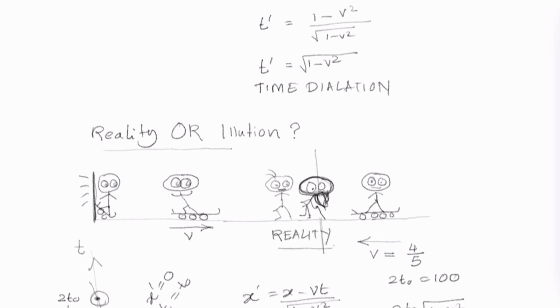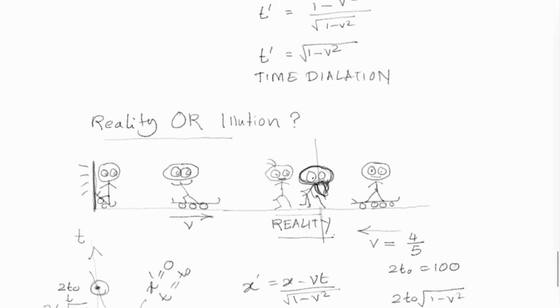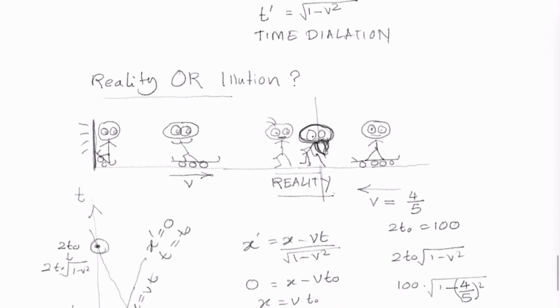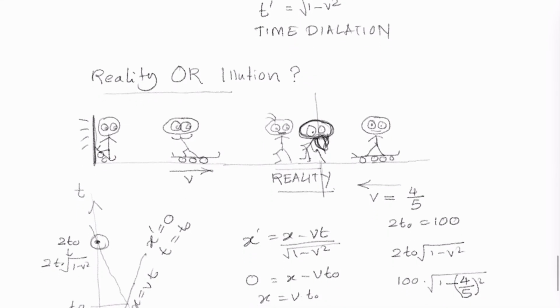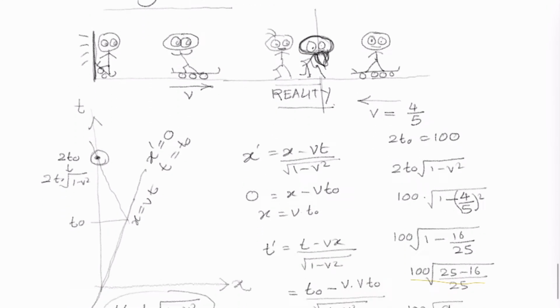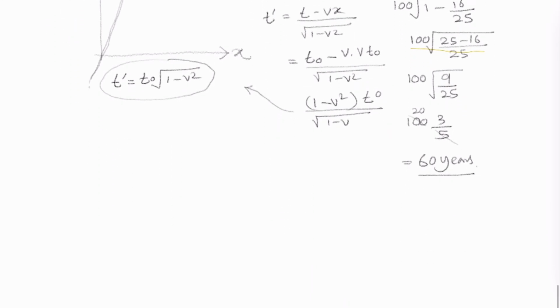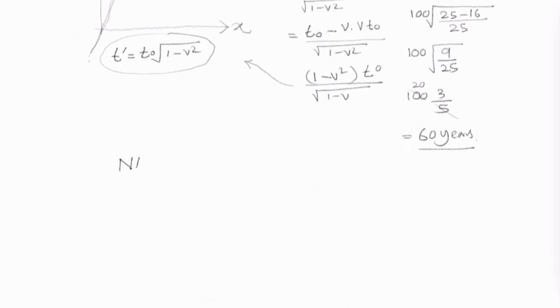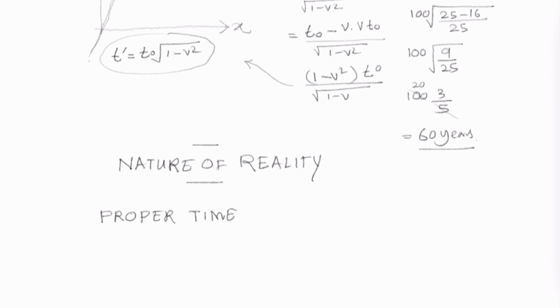It is the reality. When I move passing you at velocity v, my time really passes slower in relation to you. And your time really passes slower in relation to me. And that is the nature of reality. In the next video, we look at the concept of proper time.